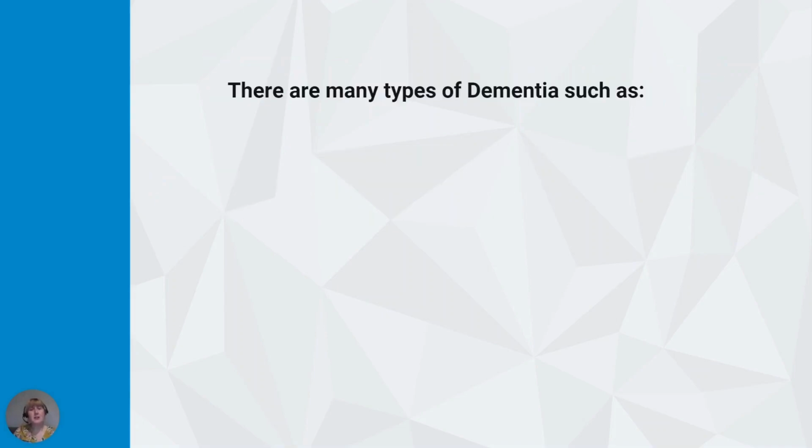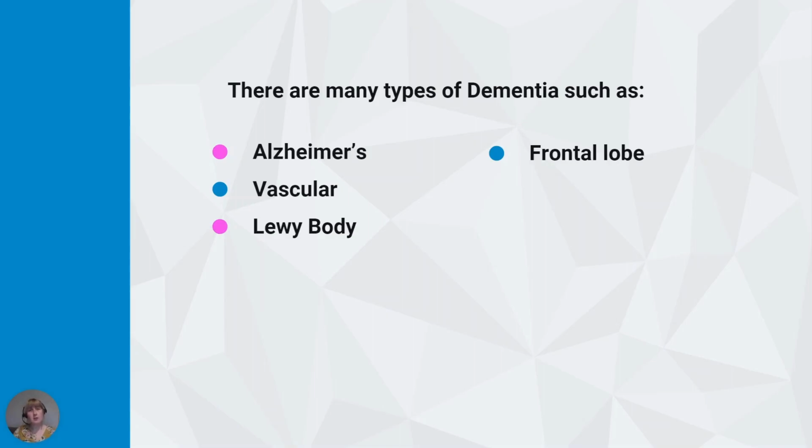The types of dementia that we're going to be discussing today are Alzheimer's dementia, vascular dementia, Lewy bodies dementia, and frontal lobe dementia, also known as frontotemporal lobe dementia. We're also going to be discussing other conditions that could relate to somebody having a dementia type condition.